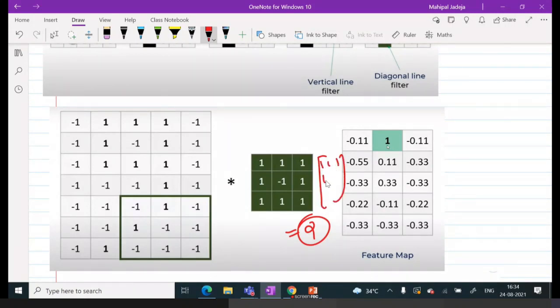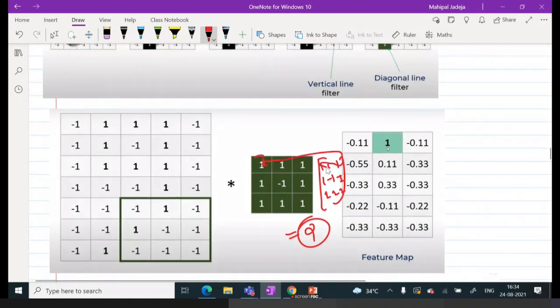So it's not a traditional matrix multiplication. The idea is dot product. So this one will be multiplied with this one, this one will be multiplied by this one, this one will be multiplied by this one, this -1 will be multiplied with this -1, and so on. And finally, the summation is 9. And if we normalize it, then we will get 1.